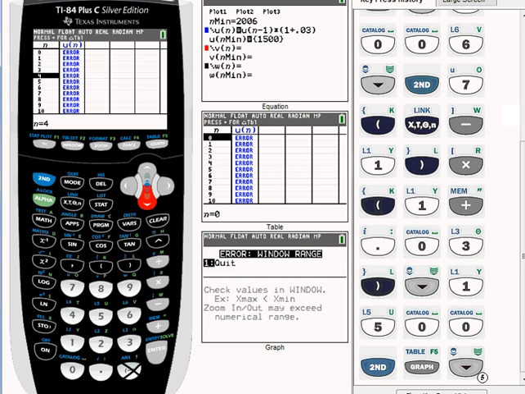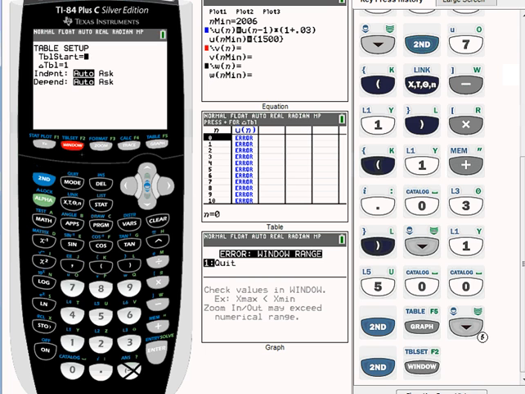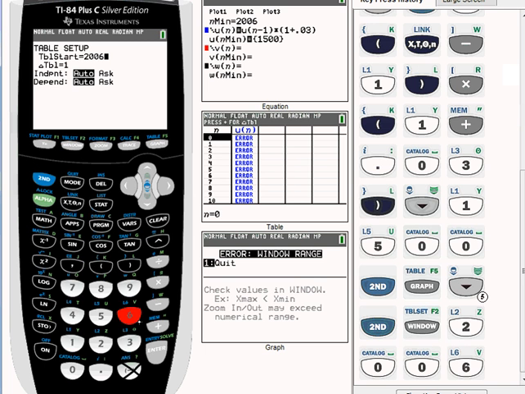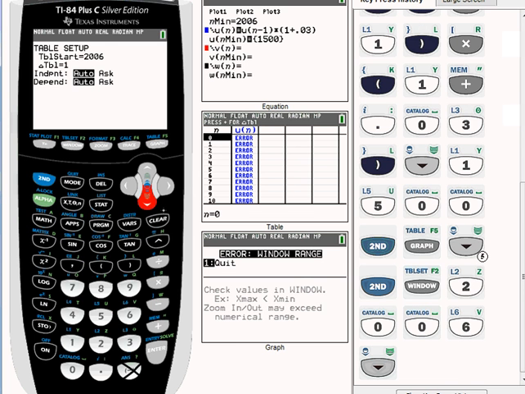Because it's 2006. So I don't want to arrow all the way down to 2006 because what if I need to see a table of values? Well, I just need to set my table to see the values that I want to see. So above this window key is table set. So second table set, and then you can set your table start. In our case, we want to start in 2006 because that's the first piece of data that we have. And then from here you can change the table values. So I could have it go by 2s or by 5s or by 10s or some other thing. But I'm going to go by 1s because I want to see each year.